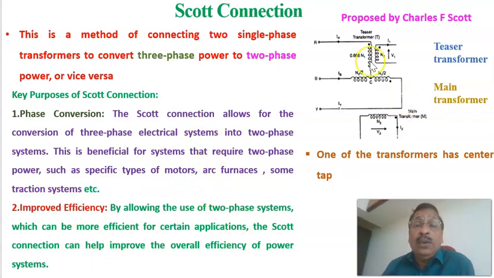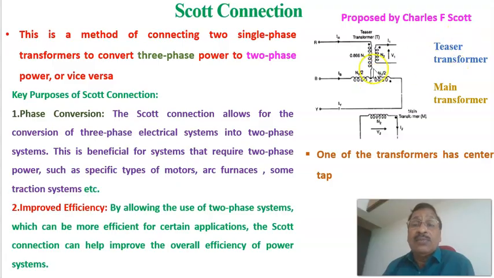As I already told, in a Scott connection there are two single-phase transformers and they are connected in this fashion. This transformer we call the main transformer primary, and this is the main transformer secondary. Totally, we call it the main transformer. And this is the teaser transformer, that is the primary of the teaser transformer, and this is the secondary of the teaser transformer. Totally we call it the teaser transformer. Therefore, the two transformers, one is called the main transformer and the second one is called the teaser transformer.